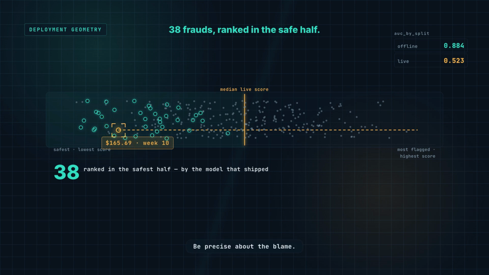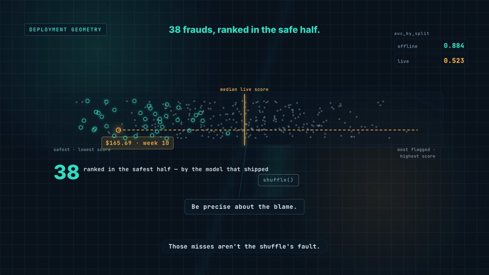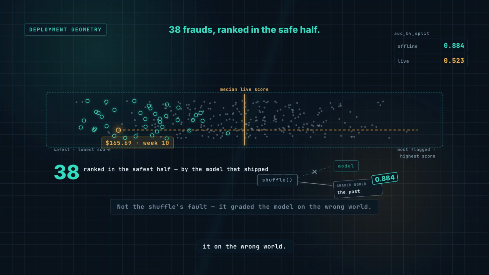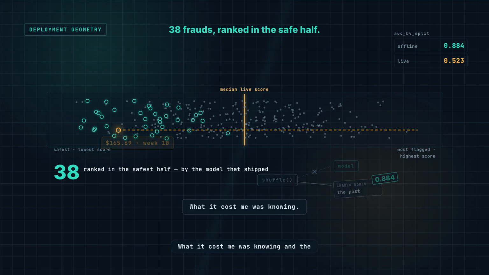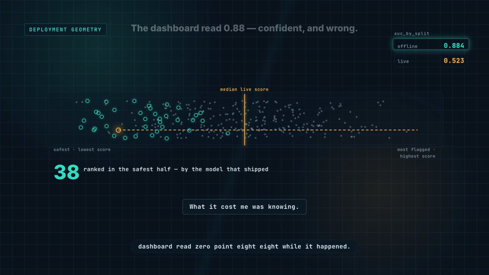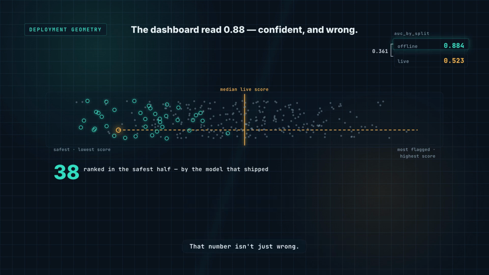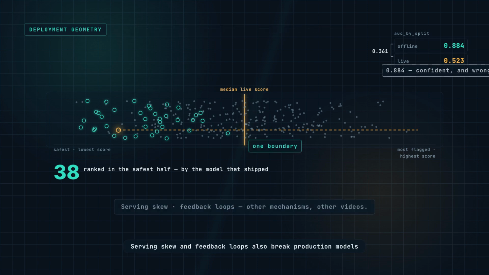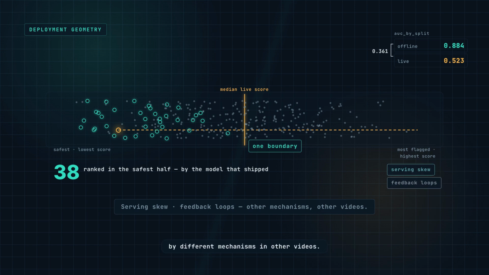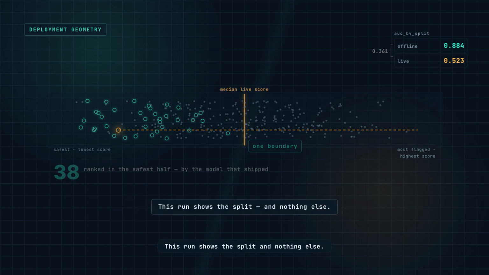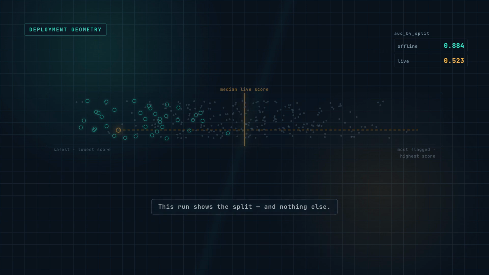Be precise about the blame. Those misses aren't the shuffle's fault. The shuffle didn't build the model. It just graded it on the wrong world. What it cost me was knowing. And the dashboard read 0.88 while it happened. That number isn't just wrong, it's confident. One boundary; serving skew and feedback loops also break production models by different mechanisms, in other videos. This run shows the split and nothing else.